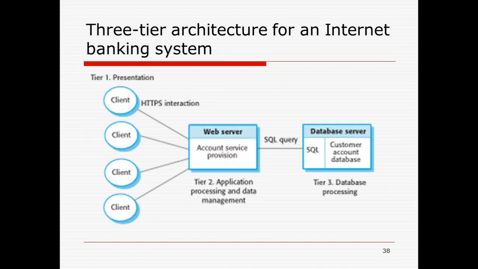As you can see, there is an example here of an internet banking system which is using the multi-tier architecture. We have the clients using HTTPS interactions. There is the web server that provides the account service provisions. Then SQL queries are how the database server and the web servers interact. So this is a multi-tier architecture. It's a three-tier architecture because the number of layers is three.